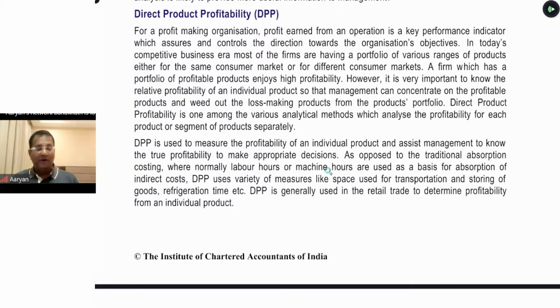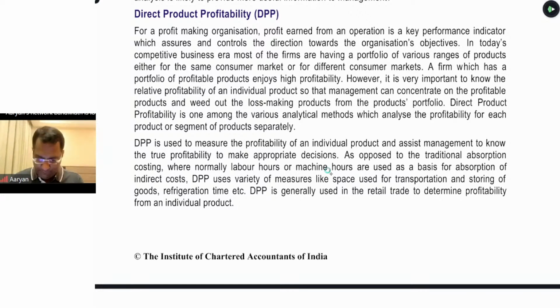Step number 1 is to find out the gross margin. The second point required to compute the DPP is direct product cost, abbreviated as DPC. And the last step is step number 1, the gross margin, minus step number 2, the direct product cost. So we will get the direct product profitability. Okay, beta? Please write down the concept. Computation part. Give the heading.